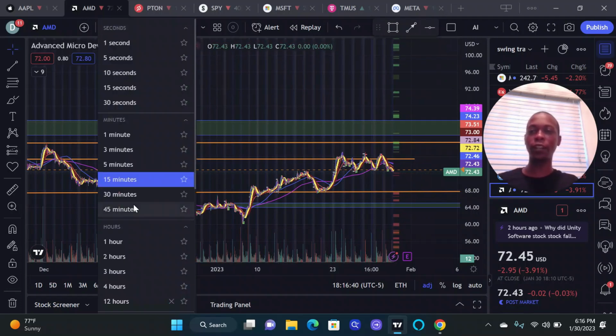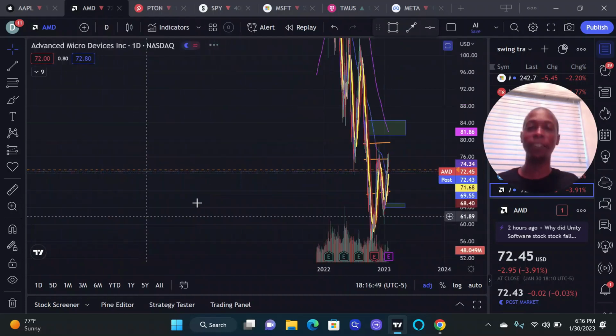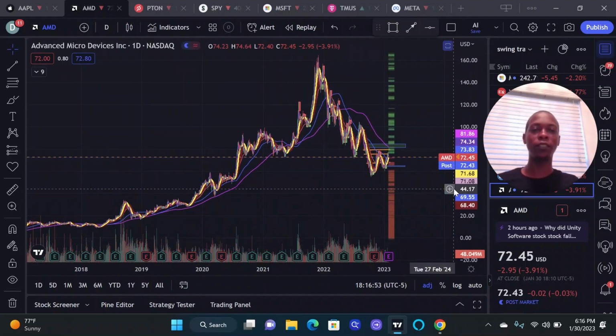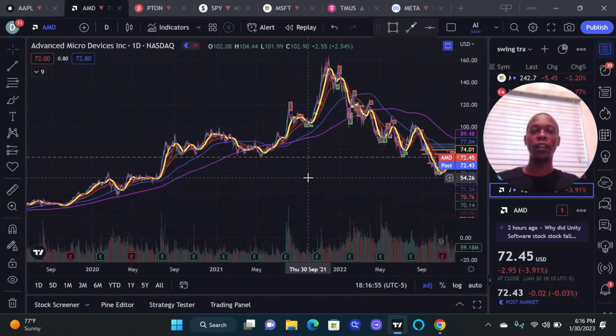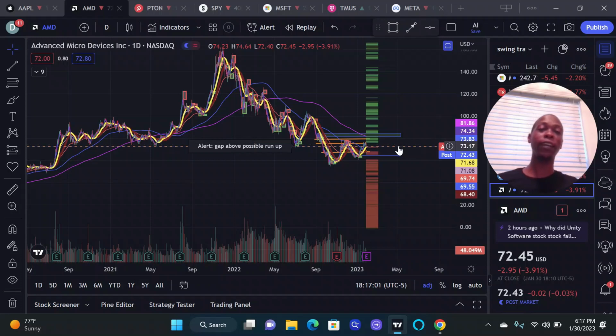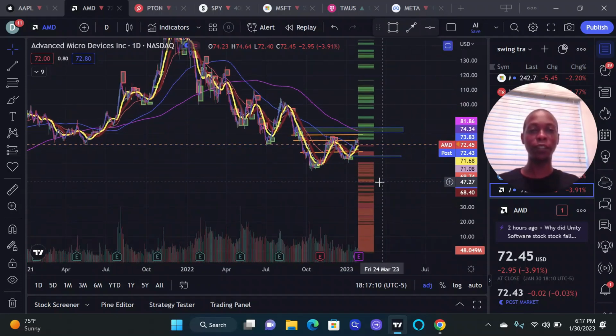Let's go to the day chart for a moment. So first and foremost, I dropped in this little dotted line. It was an alert. Man, I got like 15 alerts about AMD today crossing the 72.94. It was like bing, AMD cross, bing, AMD cross. It was just playing with it.